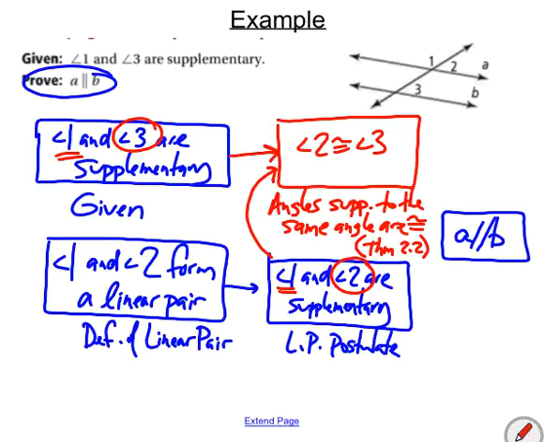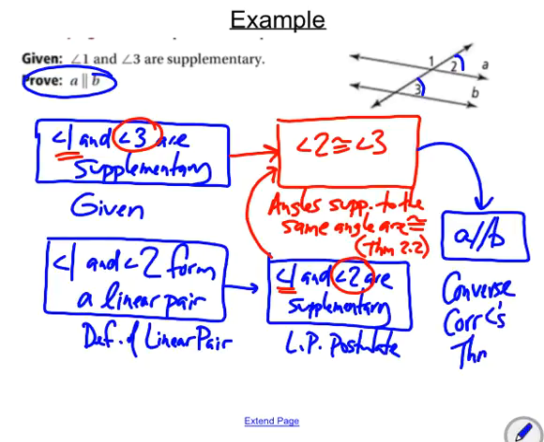Okay, so we're almost done here. This then takes me to this, because once I know that 2 and 3 are congruent, that's my converse of the corresponding angles theorem again. Converse of the corresponding angles theorem. And I may have forgotten to put this on the last one, but we definitely want to put that at the end just because it's cool.